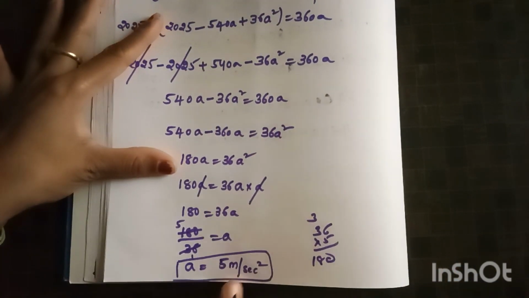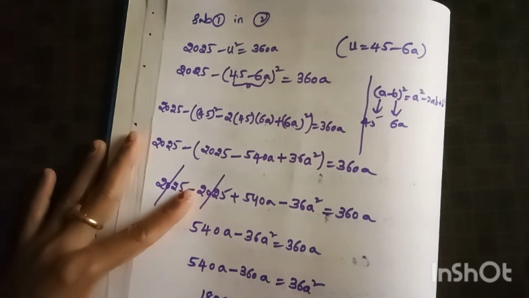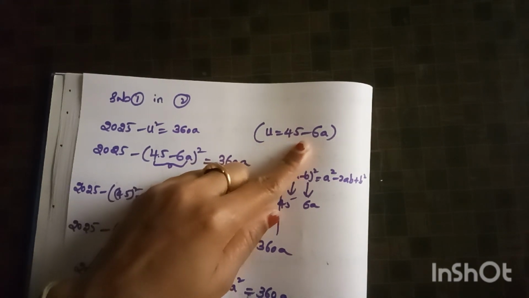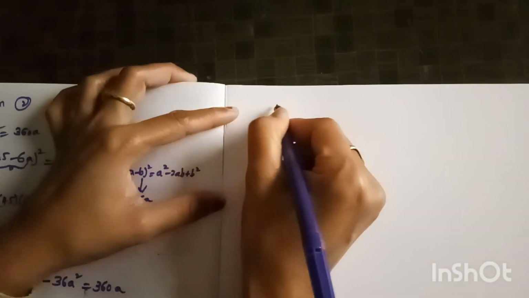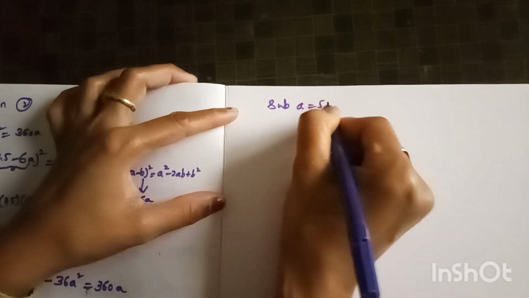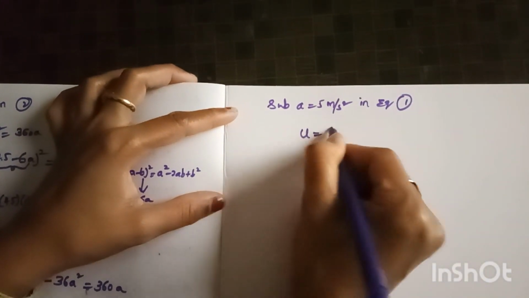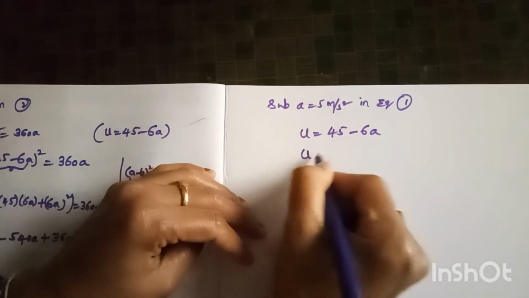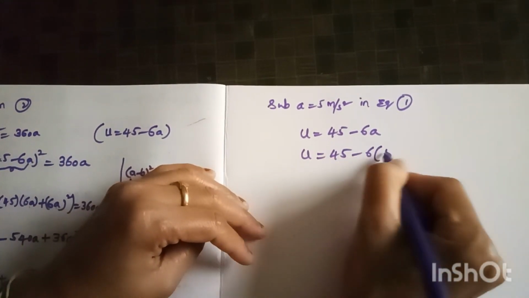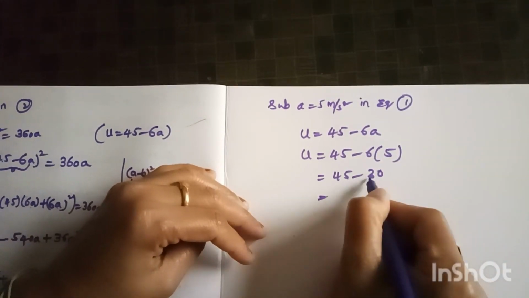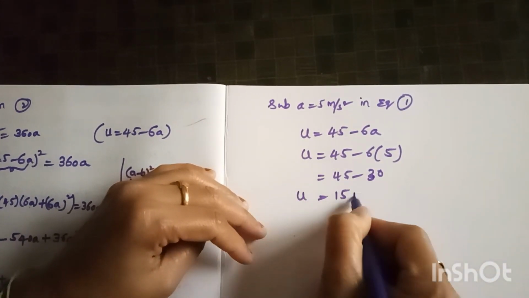Now you got the value of a. Now you are going to find the value of u. So substitute a equals 5 in equation 1. What is equation 1? u equals 45 minus 6a. Then you will get the value of u. u equals 45 minus 6 into a, which is 5. 6 fives are 30. 45 minus 30 is 15 meter per second.